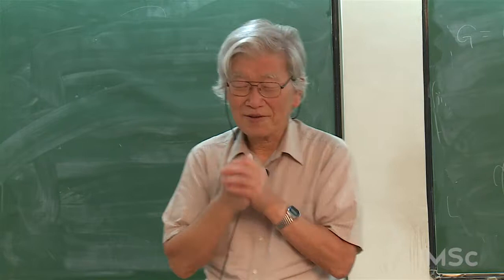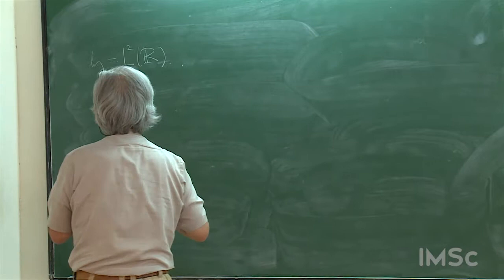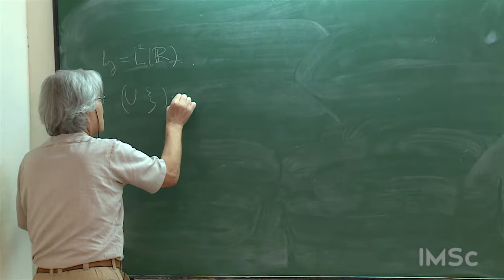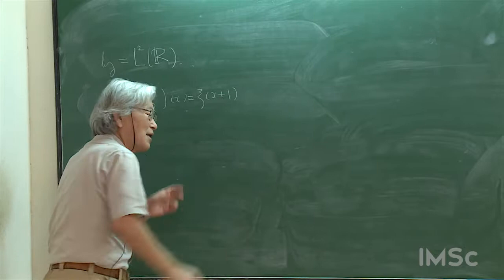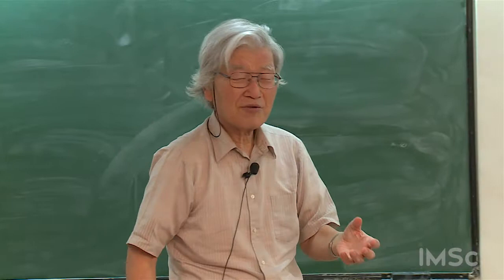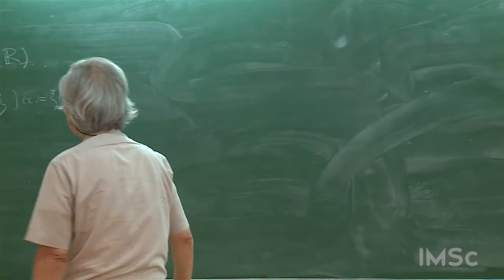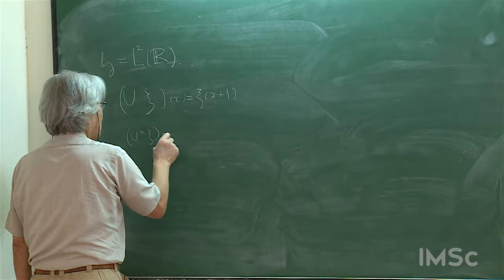Okay, and now I want to define x plus 1, translation by 1. So this is called the shift unitary, translation by 1 unit. So U_n xi of x equals xi of x plus n.